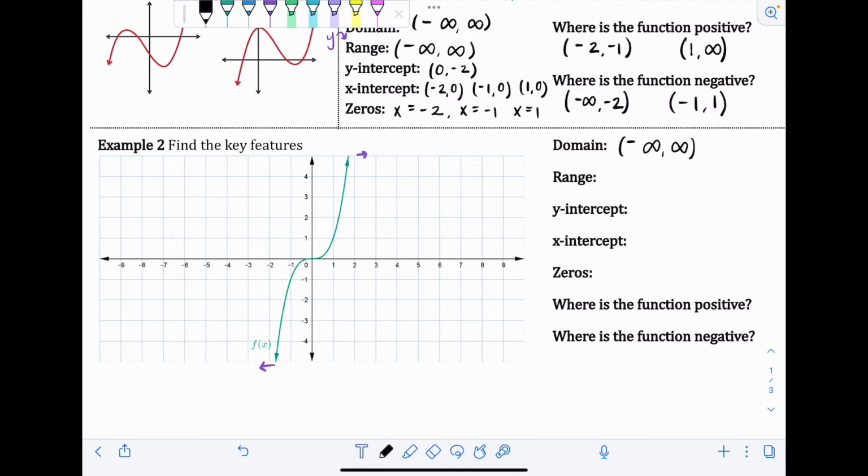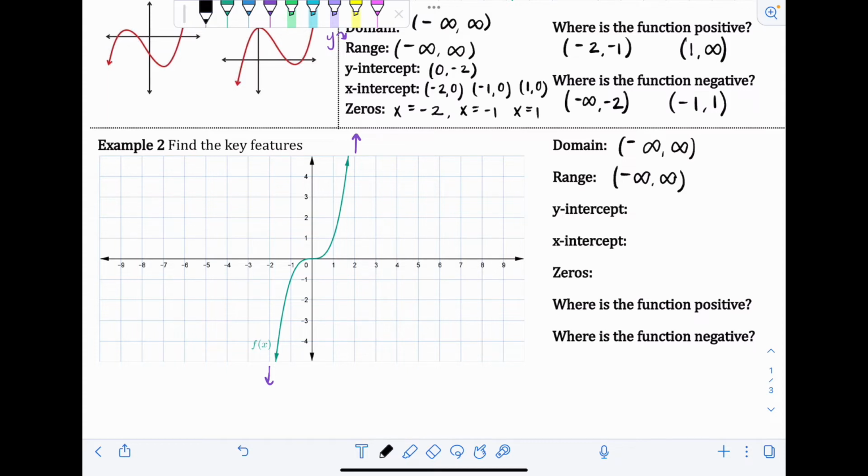Sometimes my infinities are okay, and sometimes they look like that. And then for the range, it's how far is the graph going up and down. So you can see this graph is going up forever and down forever. So the range would be the same as the domain. It's all real numbers, so between negative infinity and positive infinity. That's how we write every number in interval notation, is between negative infinity and positive infinity.